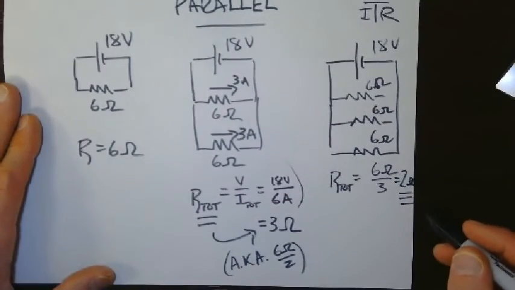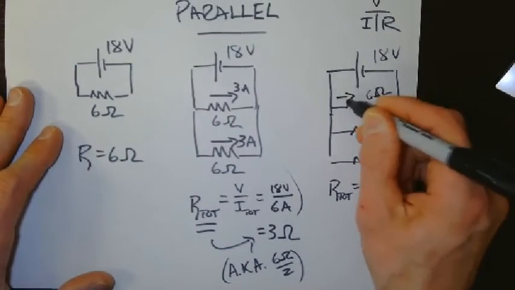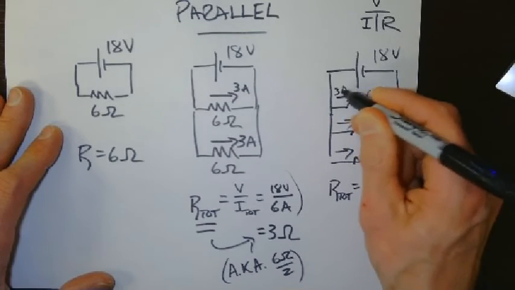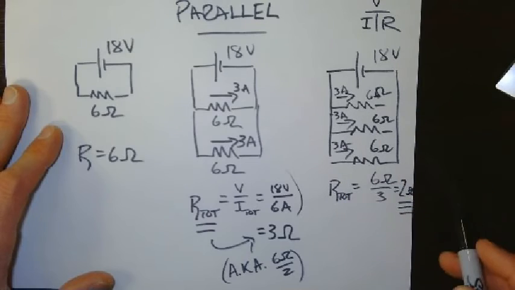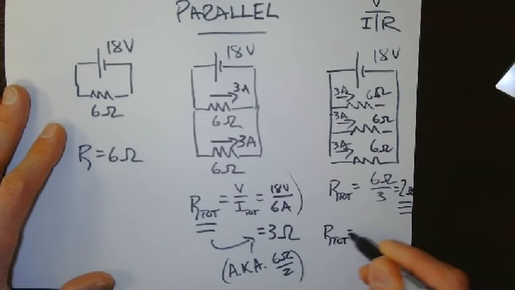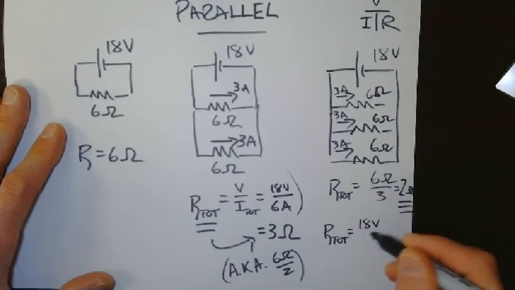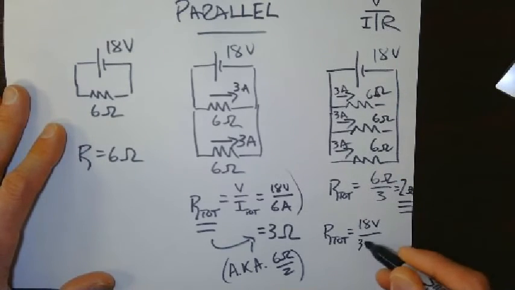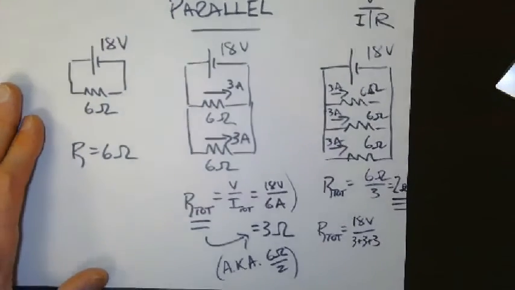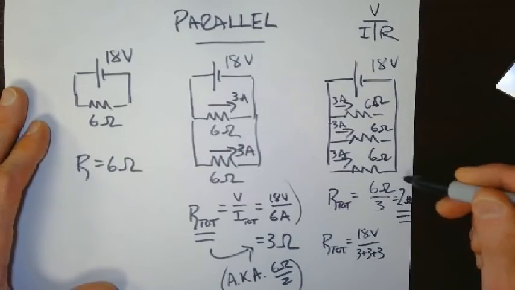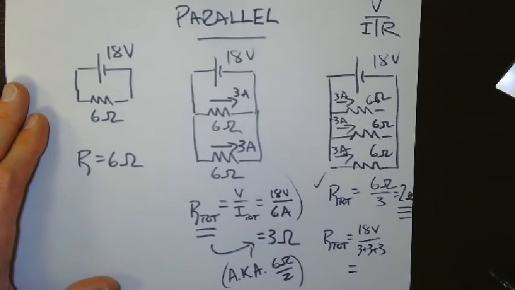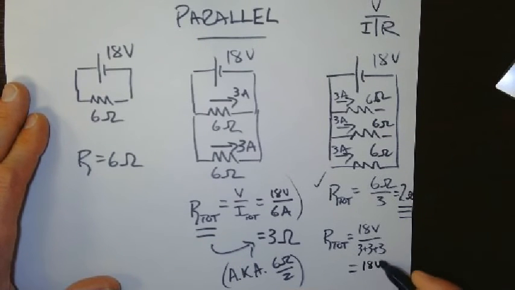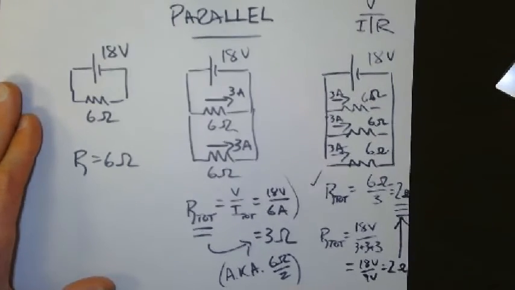So does it actually work? Well, think about it. Every one of these branches is going to take 3 amps of current, for the same reasons as before. 18 divided by 6 is 3. So if I use Ohm's law and I want to prove this, I would take R total equal to 18 volts divided by 3 plus 3 plus 3. Again, I'm just trying to show you that this actually works. The shortcut is right here, but I'm showing by Ohm's law that the shortcut actually should work. So 18 divided by 9 is equal to 2. And so yeah, that's the same answer we got before.